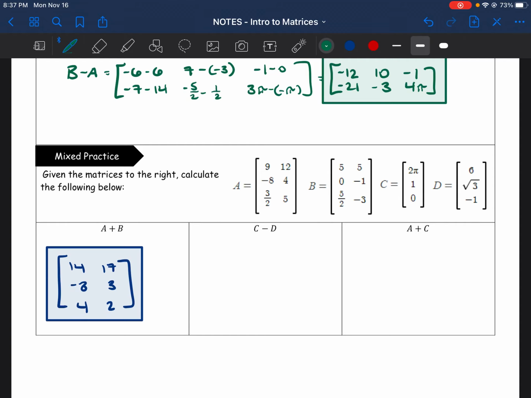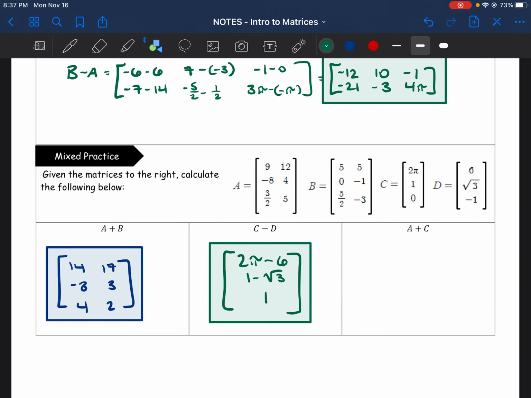For the second practice problem, matrix C minus matrix D, I'm getting 2 pi minus 6 for row 1, 1 minus square root of 3 for row 2, and positive 1 for row 3. If you estimated 2 pi minus 6 and 1 minus square root of 3 as decimals, that's perfectly fine. If you double check in the matrix calculator on Desmos, they will be estimated as decimals.